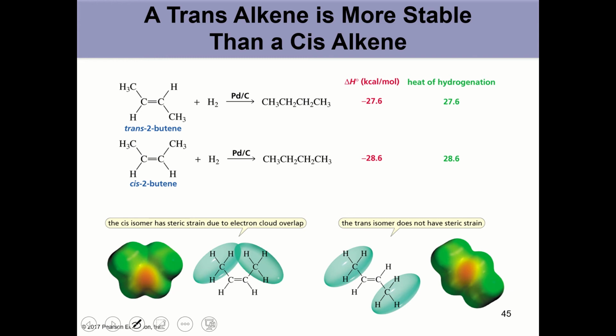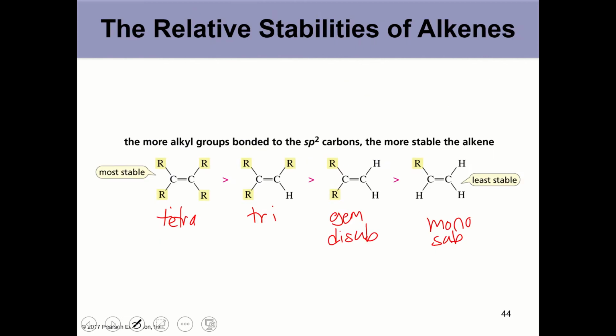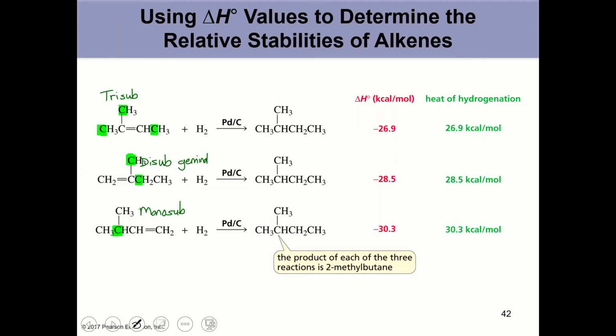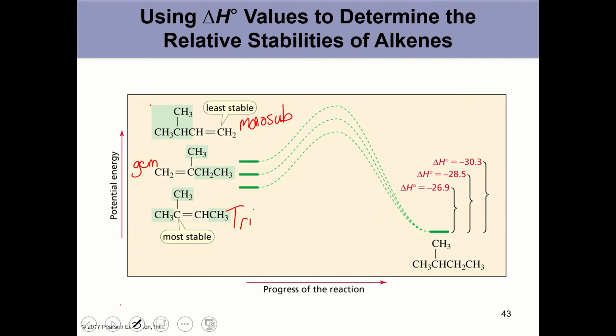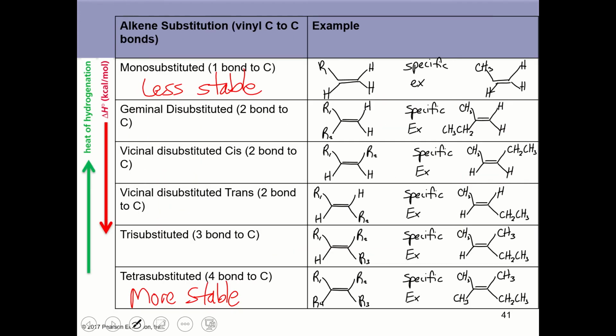geminal alkene. So you can see that the cis alkene is listed at negative 28.6 for the enthalpy. If we go back to our former side, the geminal disubstituted is listed at negative 28.5. So those have relatively the same energy, and we can make a note of that in our table.